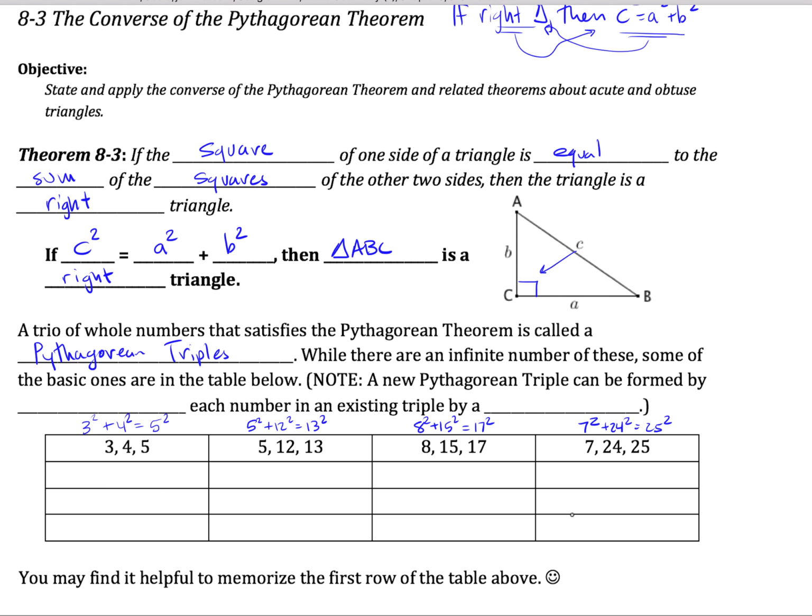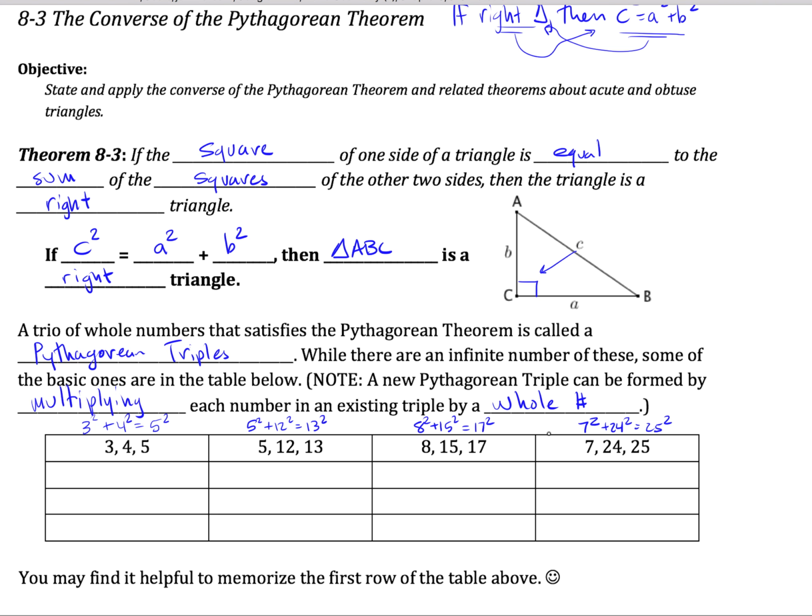But what are these other spaces for? Well, you can actually create new Pythagorean triples pretty easily. You can create new Pythagorean triples by simply multiplying each number in an existing triple by a whole number.